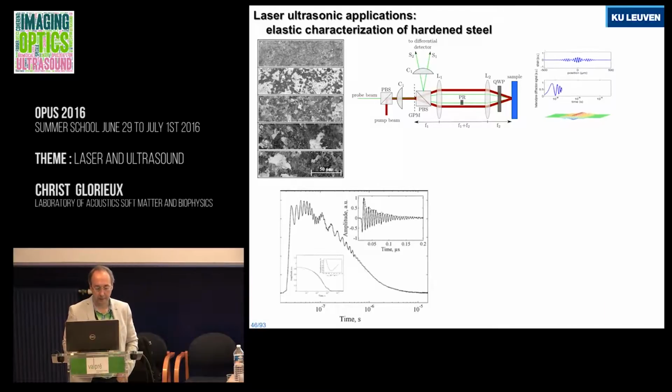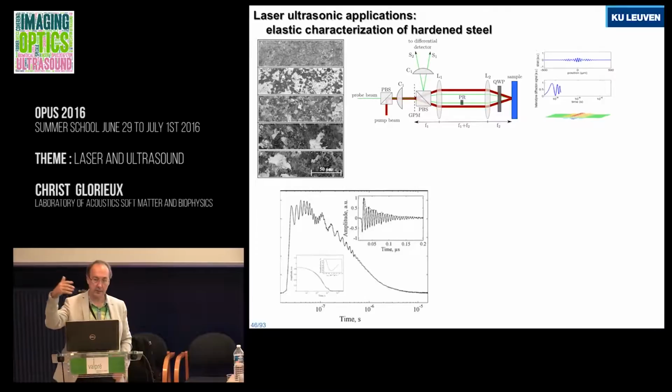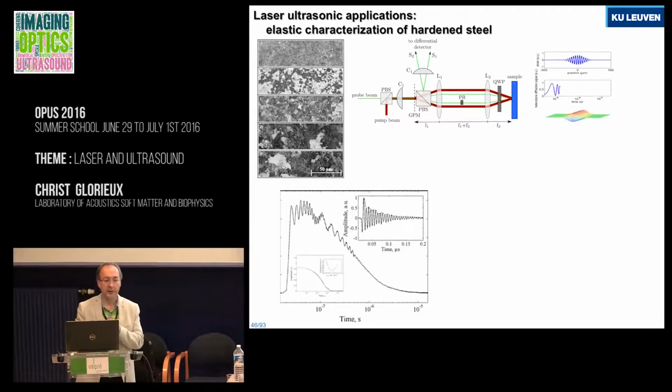Signals look like this. Thermal expansion and then oscillations. If you look carefully here, you see two oscillations, a fast one and a slow one. Because if you excite a sample with laser ultrasonics, you not only heat the sample, but because of thermal diffusion you also heat the air above the sample. So you excite two waves, the Rayleigh wave and the wave in the air.